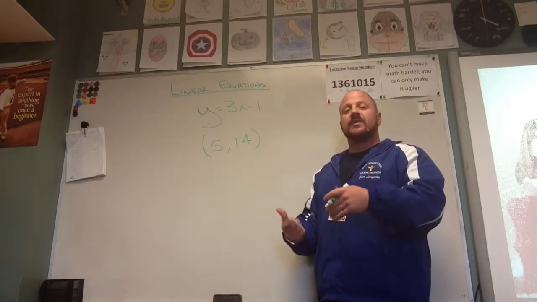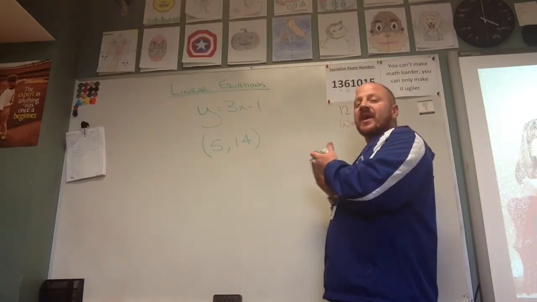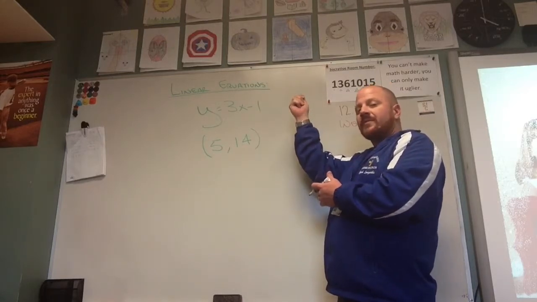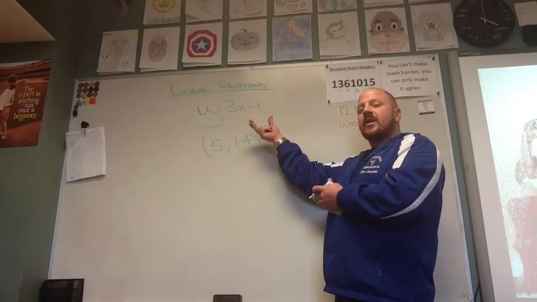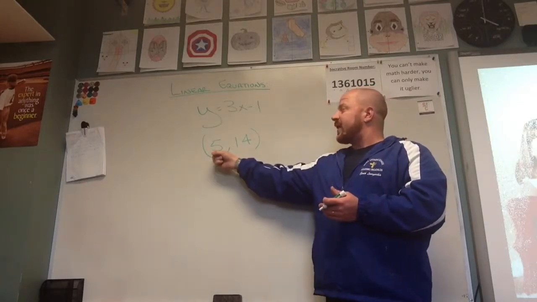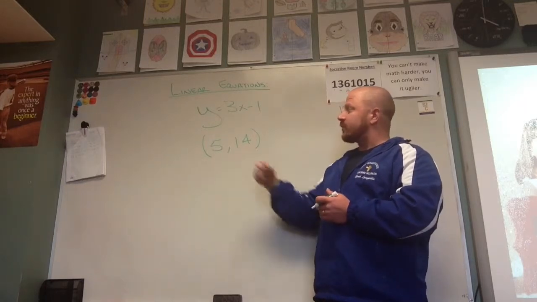If we were graphing this on the coordinate plane, we would go positive 5 in the x direction, and then positive 14 in the y direction, then we plot that point. The question is, would that point be on this line? Okay? Well, we can check that simply. We know that the 5 stands for the x value and the 14 stands for the y value.